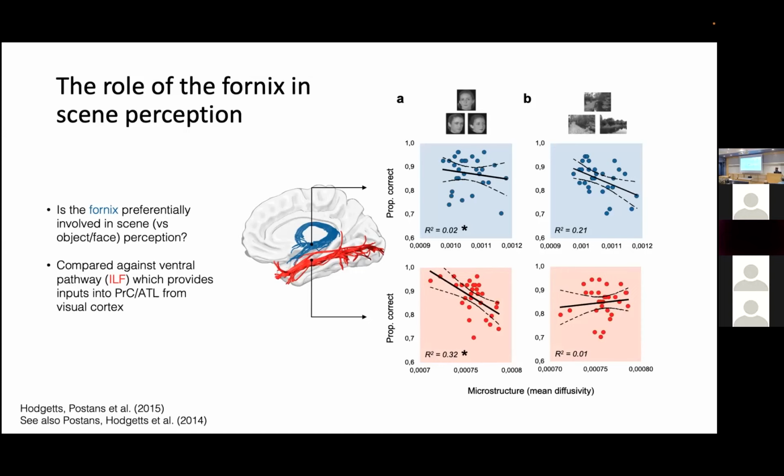We saw that the microstructural properties of the fornix were strongly correlated with scene discrimination accuracy, whereas individual differences in the properties of the inferior longitudinal fasciculus were more strongly related to face performance, which is shown in the bottom left of this figure.